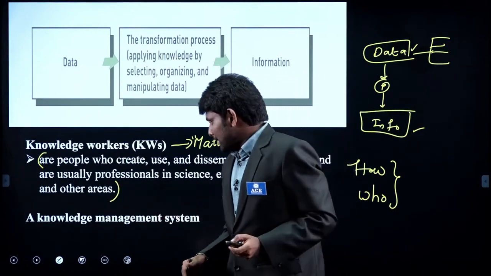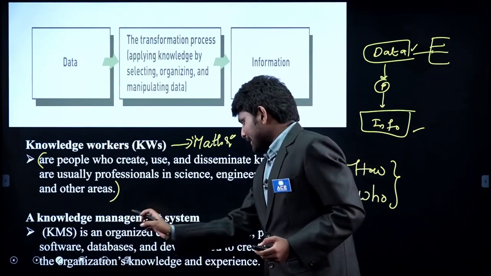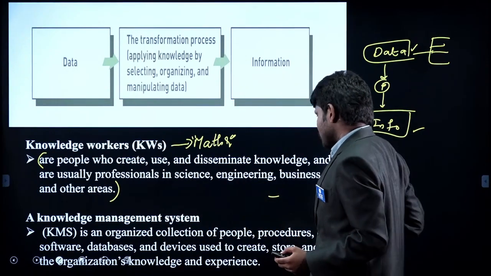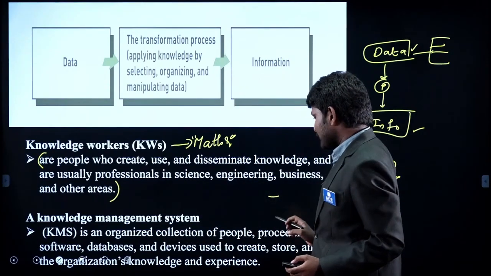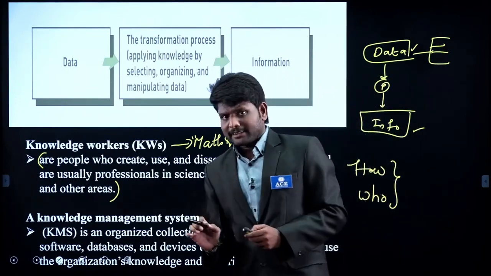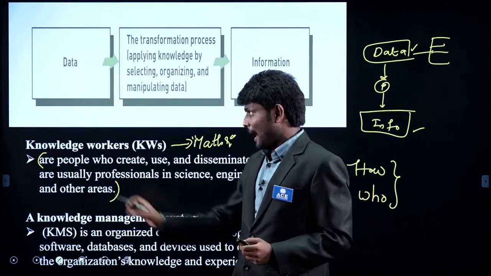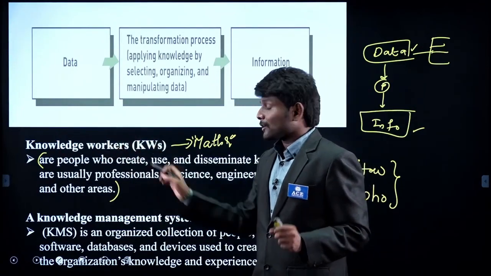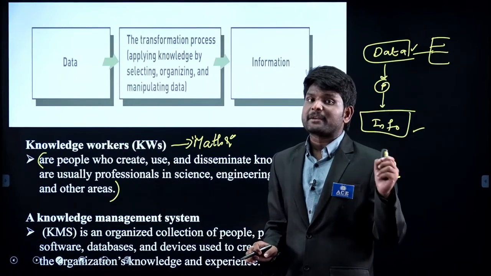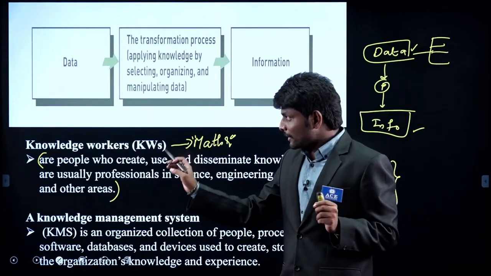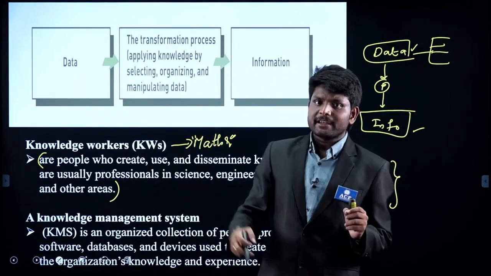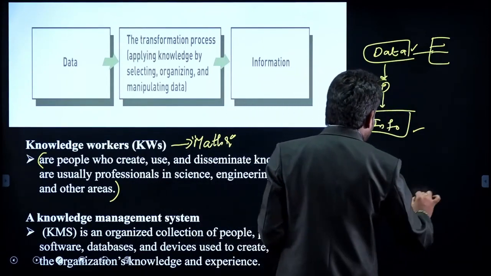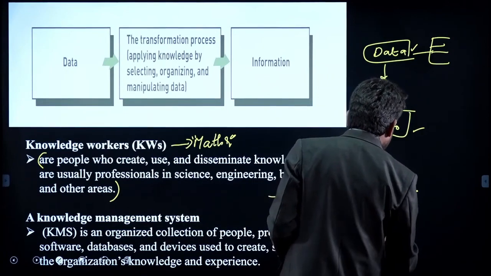Fine? Then, a knowledge management system is an organized collection of people, procedures, software, databases and devices used to create, store and use the organization's knowledge and experience. I am repeating this point again because this is very important. Here, knowledge workers are not computer science experts or information system specialists. They know the knowledge of their own subject. They help in converting data to information. Fine. So we have answered this question. Who converts data to information? The answer is knowledge workers.